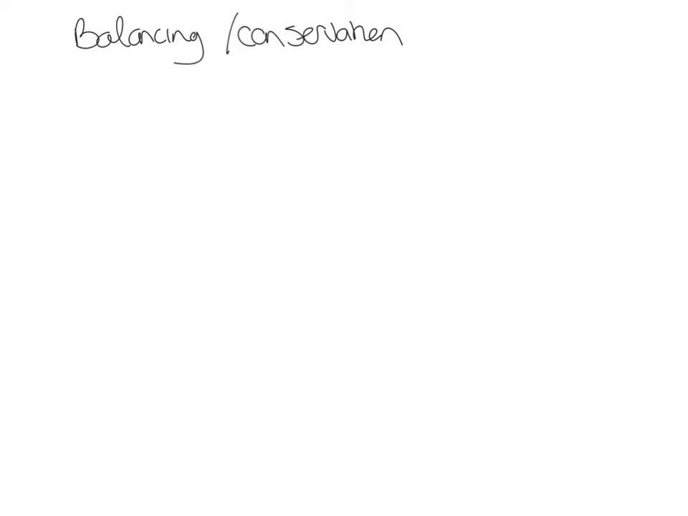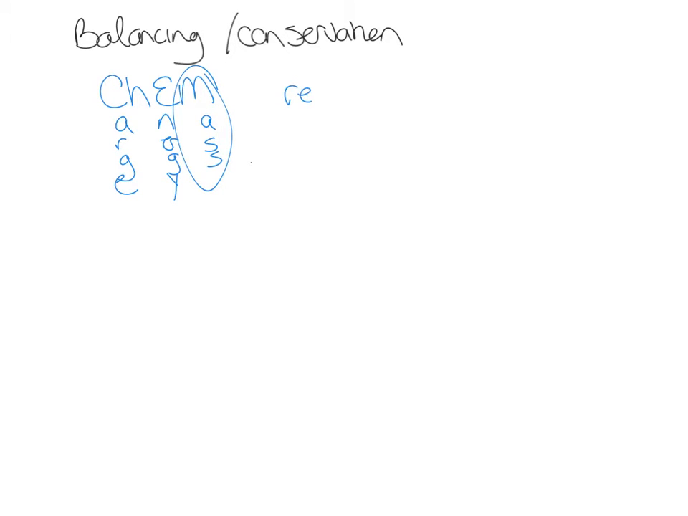Balancing and conservation of mass. First thing you need to remember is that there are 3 things conserved in a chemical reaction: charge, energy, and mass. And what we are going to focus on mostly is mass. What that means is the same number of atoms on the reactant side as you have on the product side. So on your reactant side and product side, you have the same number of each type of atom.